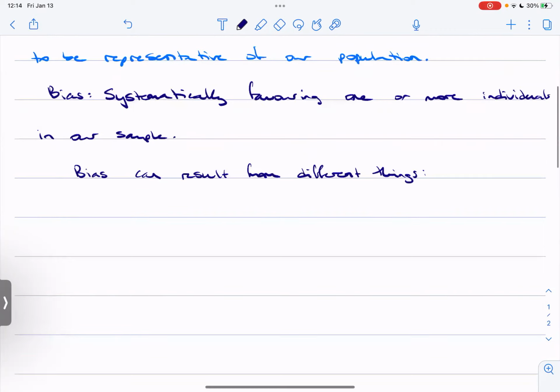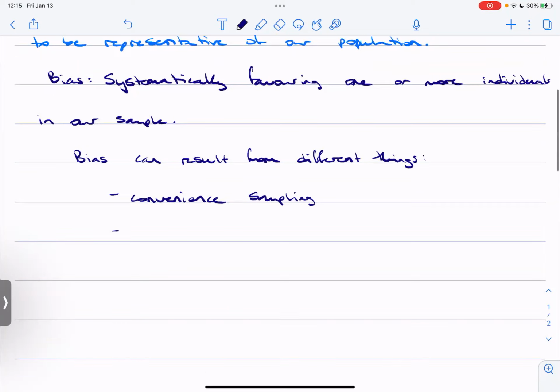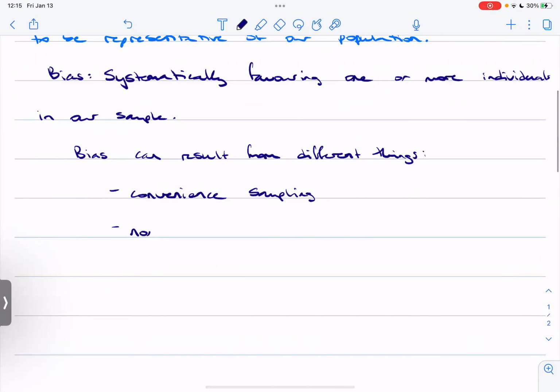Things like convenience sampling. There's non-response bias, right? So these are just some typical things that we need to have up our sleeve and keep an eye out for, especially if you're reading a report, right? So someone sends you a report, or you're reading a study, then these are just things to look out for.